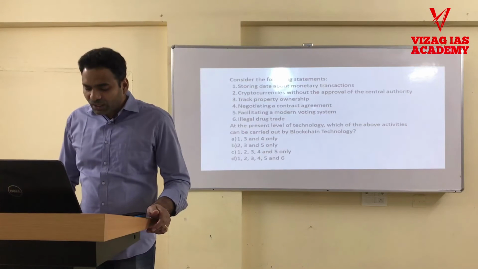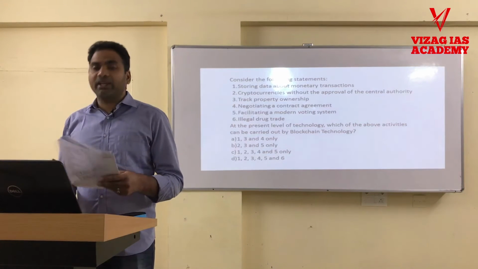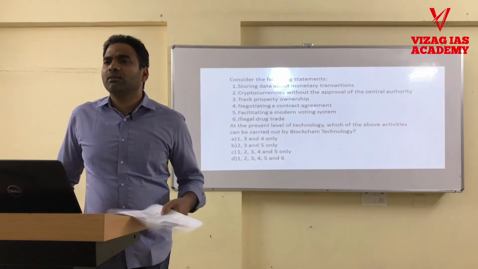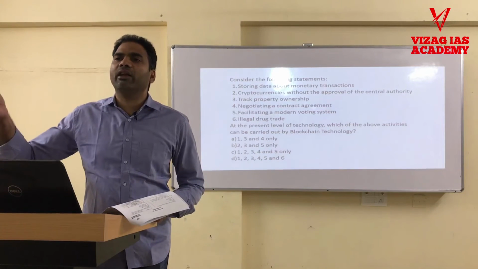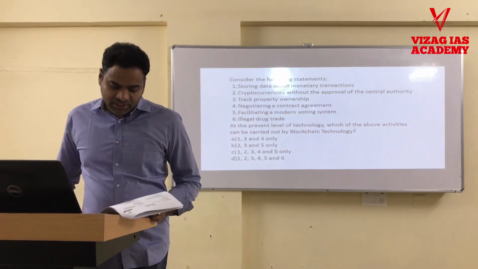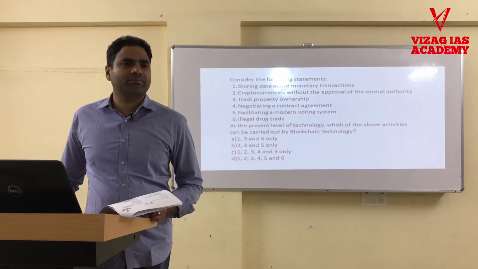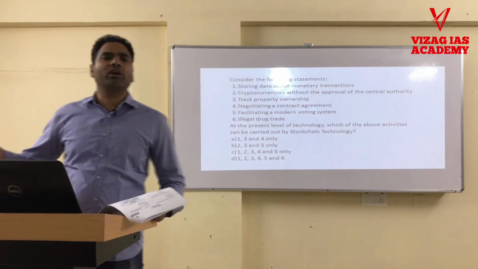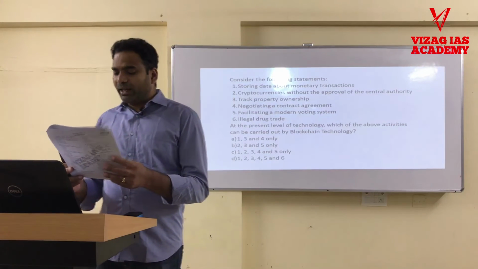Next, cryptocurrencies without the approval of central authority. Yes, you don't have a centralized authority. It's a decentralized blockchain. Blockchain based cryptocurrencies are decentralized. You don't have an RBI. So they are decentralized. Next, track property ownership. Any ownership can be tracked. How is it changing hands? With each change of hand, it will be recorded. So you can track.